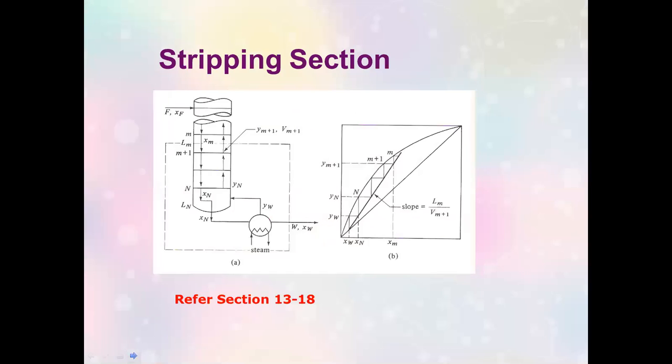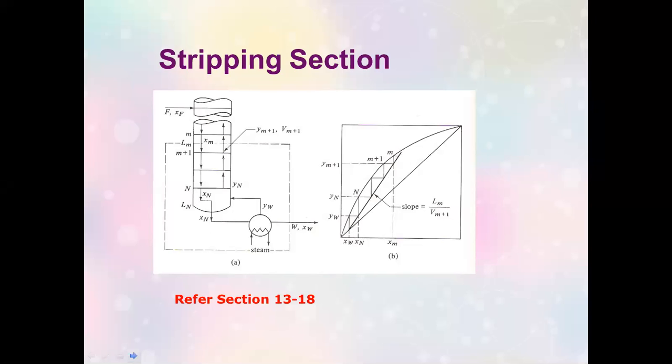As for the stripping section, you also have a cut out of the lower part of your column. So that's your feed there. And when you do an overall material balance and a component balance in this section only, you will arrive at an equation of a line that will be this line. We call this the stripping section operating line. So you already have the two lines. The stripping section operating line.